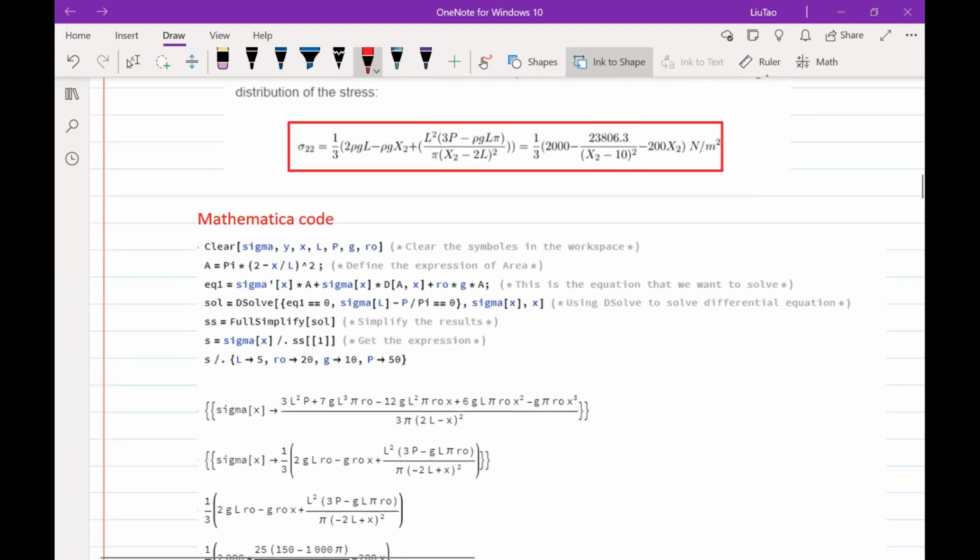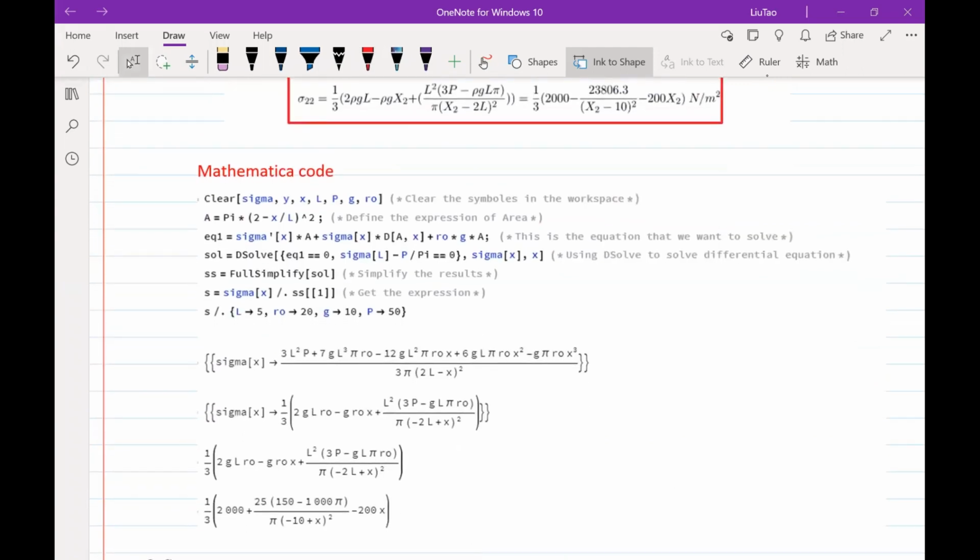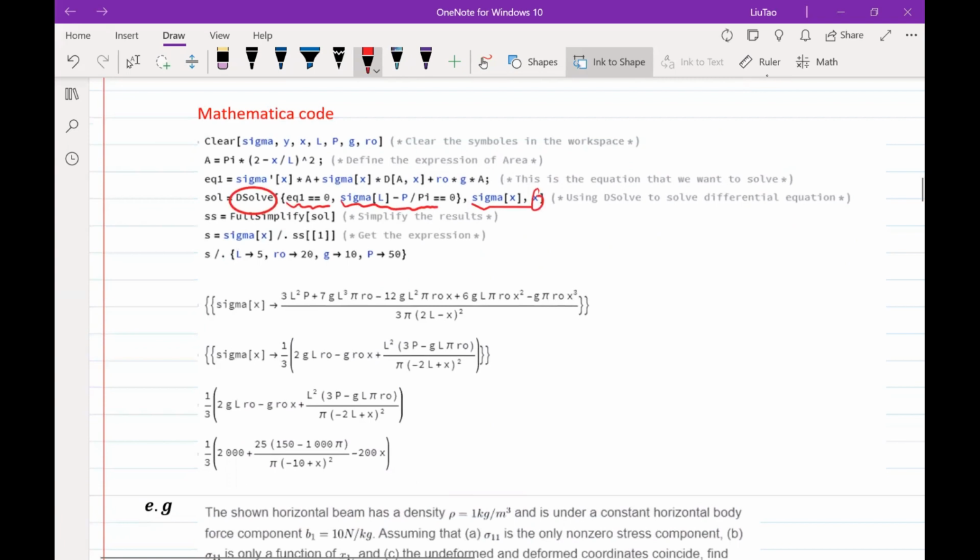I also posted the Mathematica code that I used here. Here we only have one key command. In order to solve a differential equation, you need to use dsolve in Mathematica. And here is the differential equation, and here is the boundary condition. And we solve stress sigma 22 with respect to x. If you are interested, you can give it a try after class.